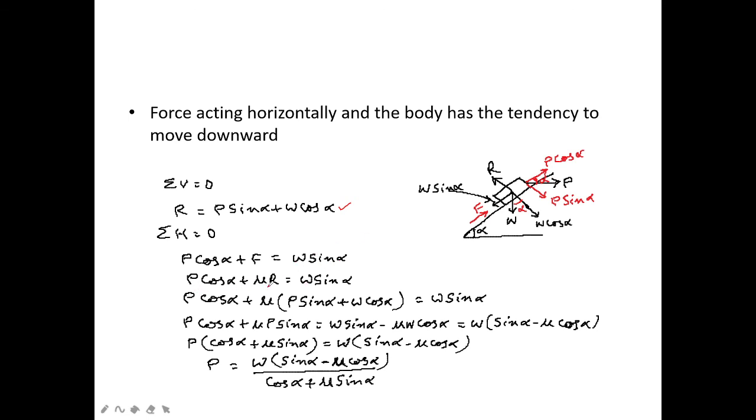Now P cos alpha plus what is F? F is mu into R. So P cos alpha plus mu, what is R? R is P sin alpha plus W cos alpha, equal to W sin alpha. Now if you simplify, we'll get P equal to W (sin alpha minus mu cos alpha) upon (cos alpha plus mu sin alpha).